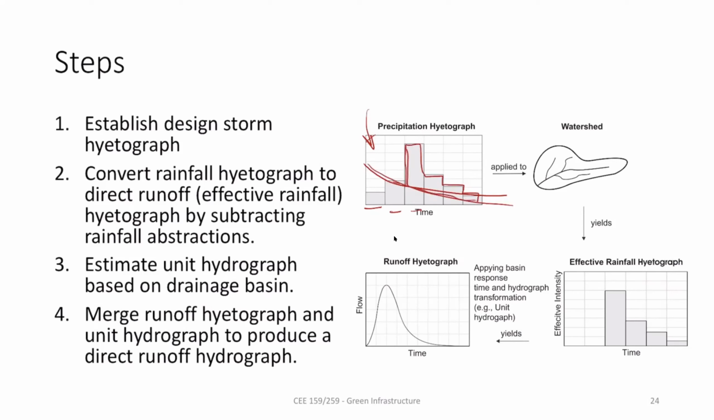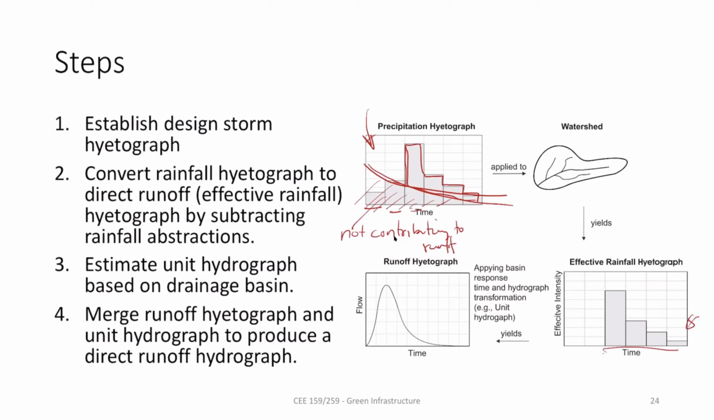So you put that value here, and you subtract it. That means this portion is not contributing to runoff. You subtract that, and the remaining portion, the effective rainfall hydrograph, is this. This is effective rainfall.